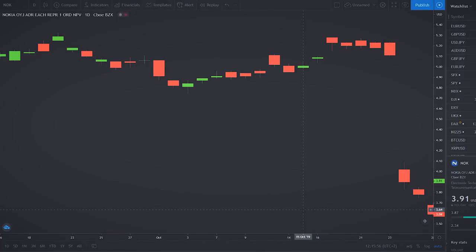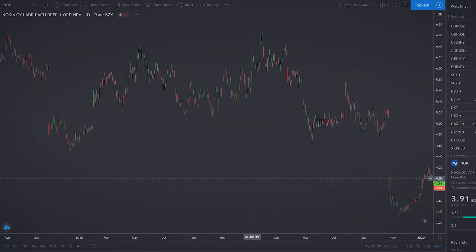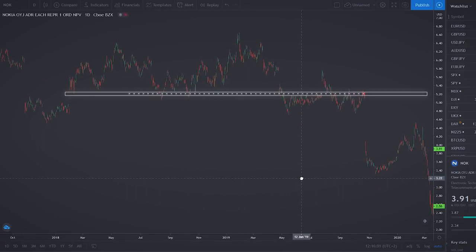For example, a price of $5.20 may not be a significant price on an intraday chart, whereas it may have major significance on a daily chart. So analyze multiple charts and try to understand the perspectives of different types of traders.